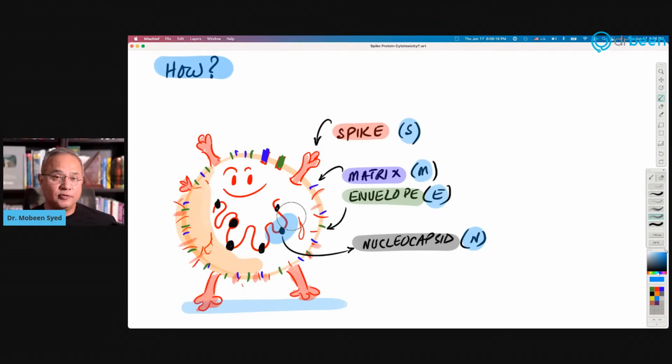Nucleocapsid protein, which is a protein called N protein, is present inside the virus and wraps the RNA part of the virus. It kind of provides a structure around which the RNA is wrapped. So these are the main proteins. We are going to talk about the spike protein because that is the target of the vaccines as well.